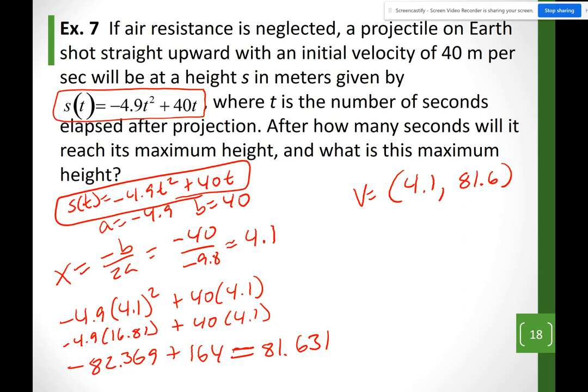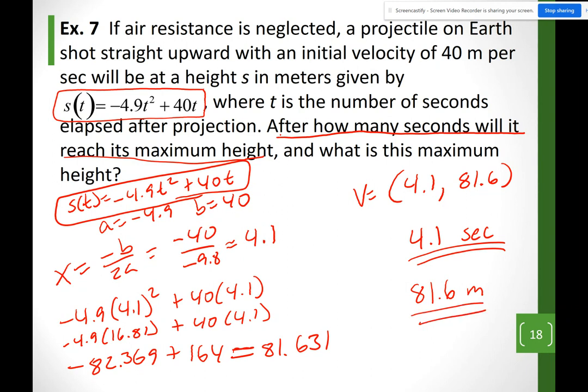Very important thing. So now after how many seconds will it reach the maximum height? After 4.1 seconds. What is the maximum height? 81.6 meters. Notice I'm reading that from my vertex.